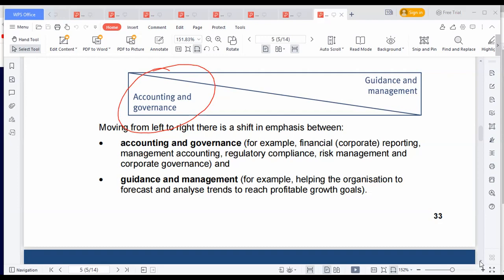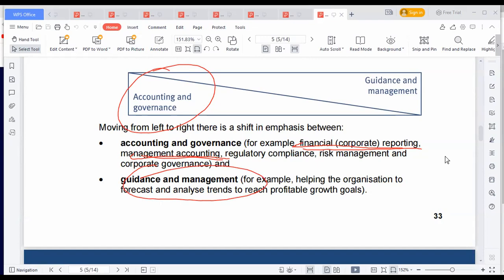So this is where we are looking at financial and corporate reporting, management accounting also takes place there, regulatory compliance, risk management, corporate governance. This is the point where we are gathering and analyzing information, and it's going towards accounting and governance. But as we progress with the information to impact framework, we now go to guidance and management, which means we are trying to help the organization to focus, analyze, and make decisions. So that's guidance and management.